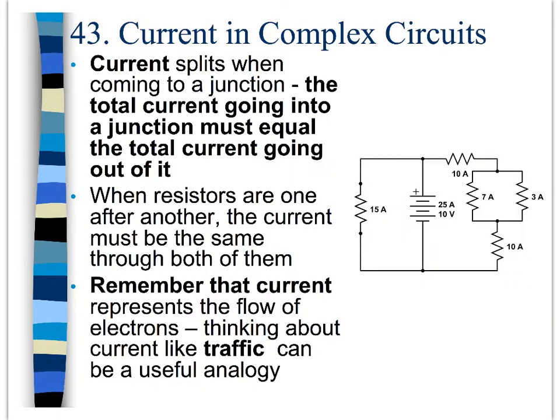All right, moving on here to current, our rule for current, we're worried about junctions. That's the key thing here. So current splits when it goes into junctions, and what we know is that the total current going into a junction must equal the total current going out of that junction.